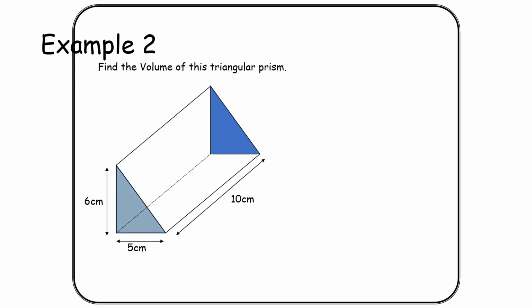So let's see our second example. In the second example, we have got a triangular prism. You can see that the cross section is triangular, and what we will do, we will first find the area of this triangle and then we'll multiply it with 10, the height, in order to get the volume of this triangular prism.